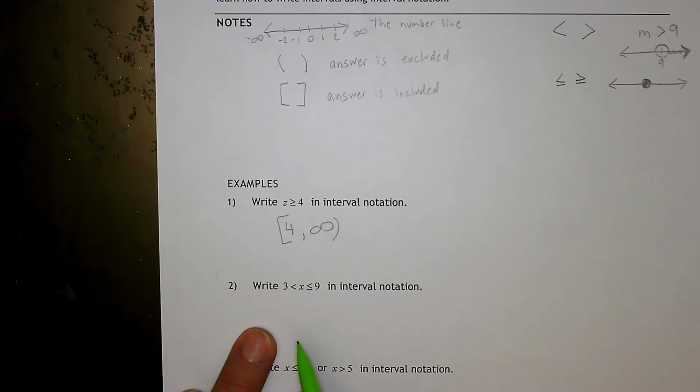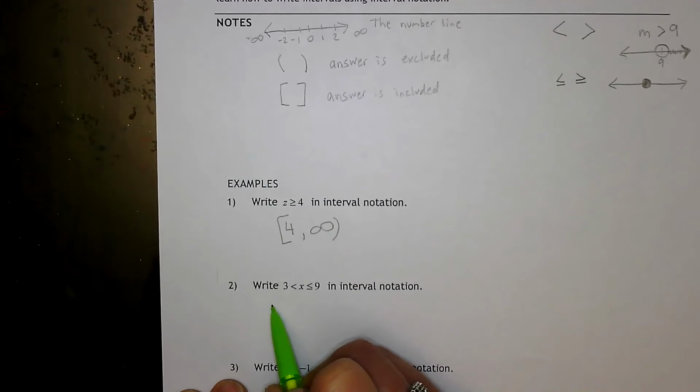Write 3 is less than x, which is less than or equal to 9. So we're going to use two different symbols. So 3 is the smallest value, and we're not going to include 3.